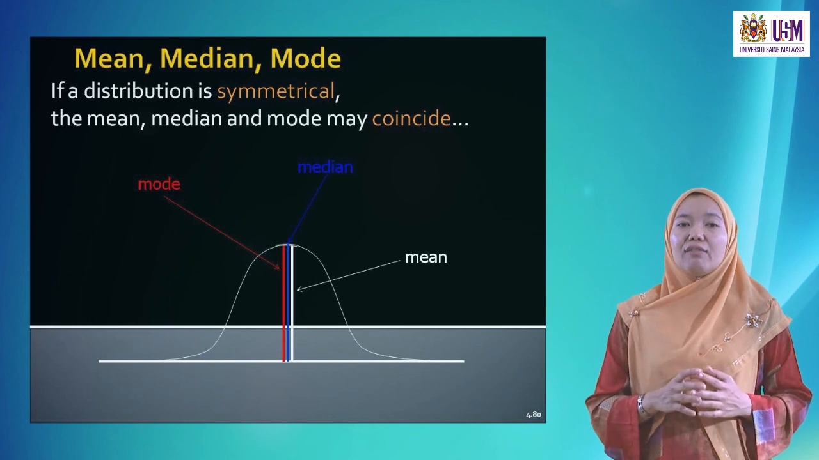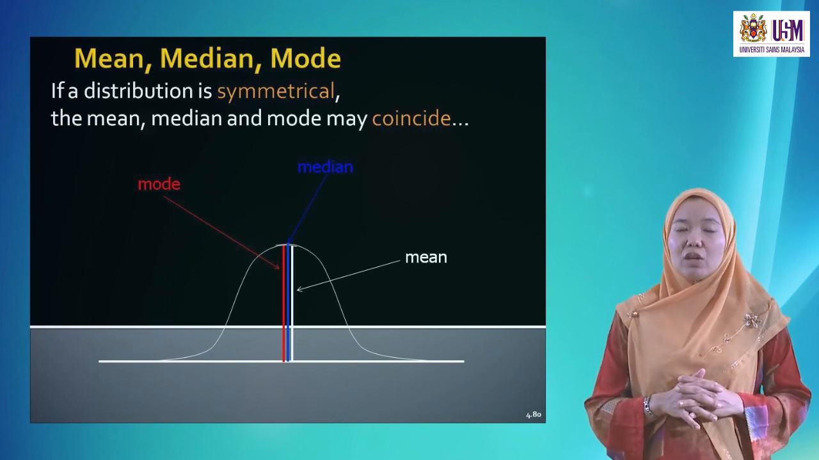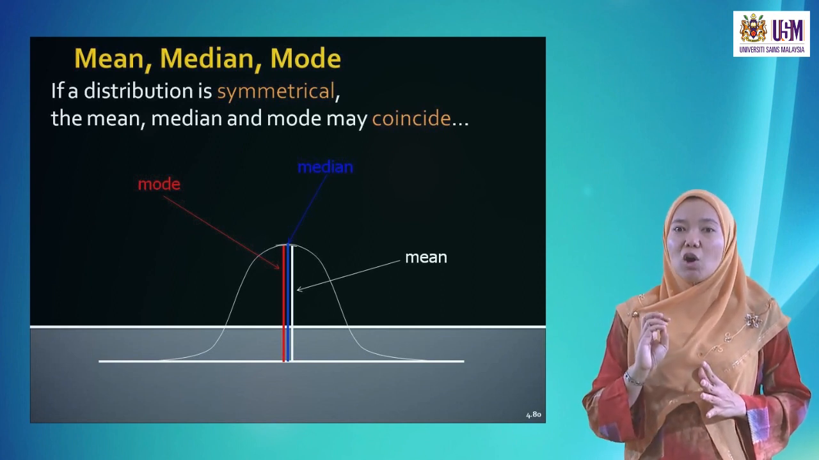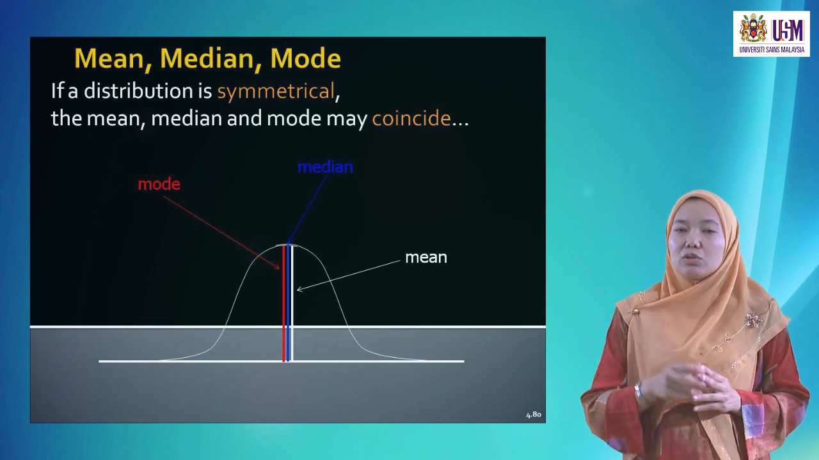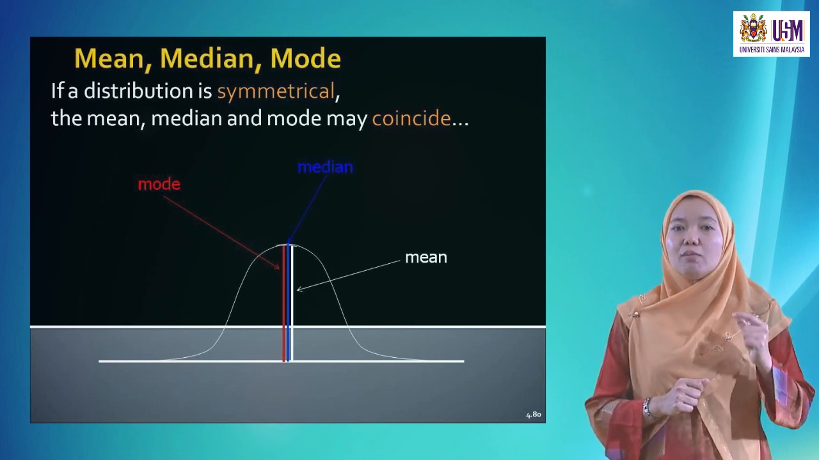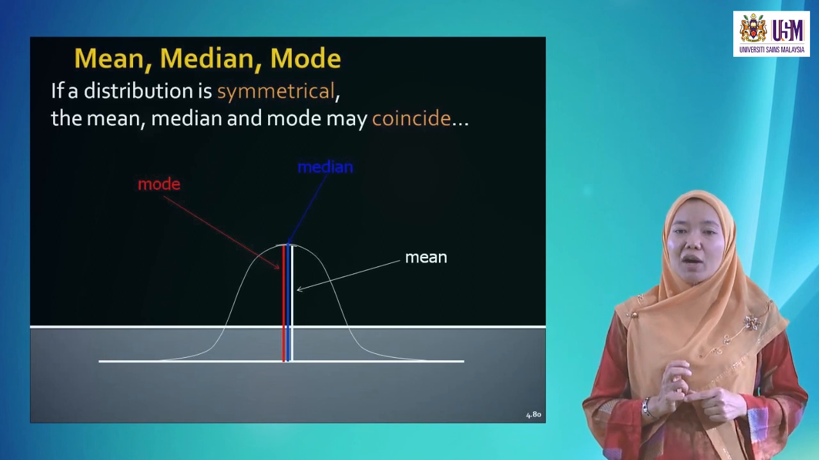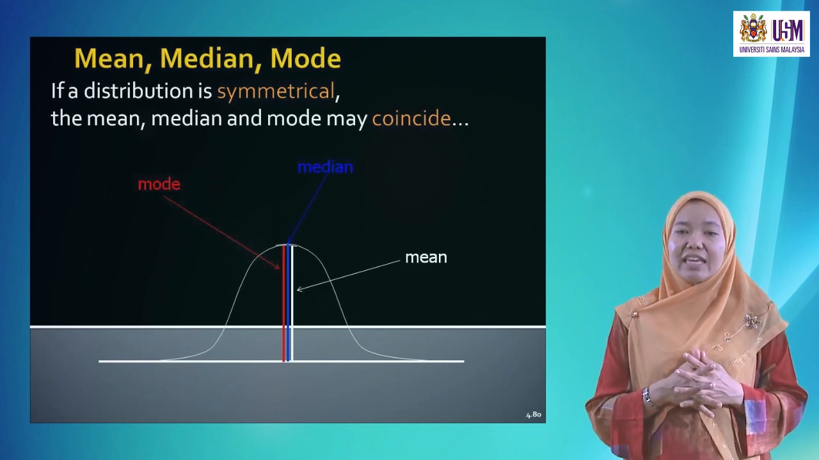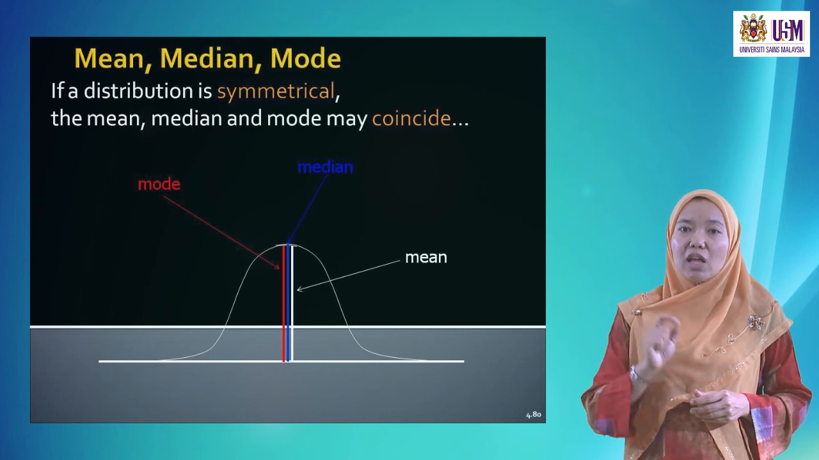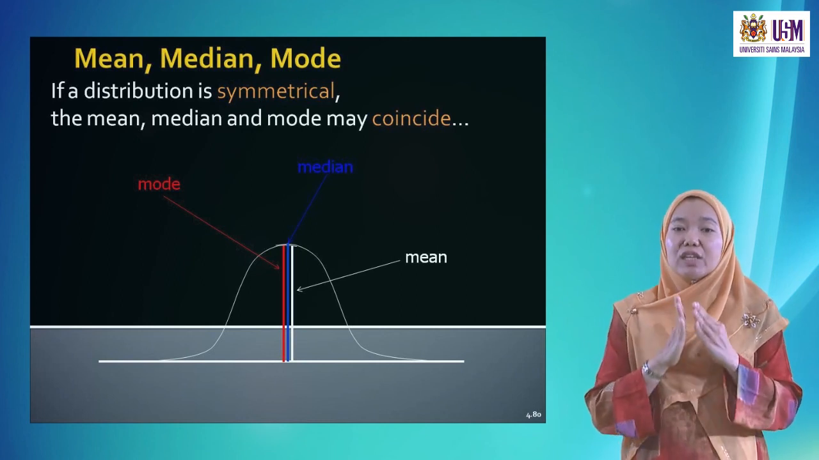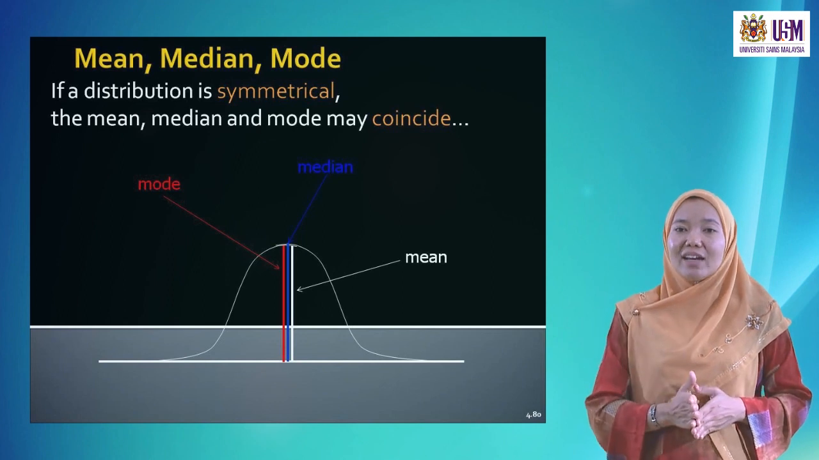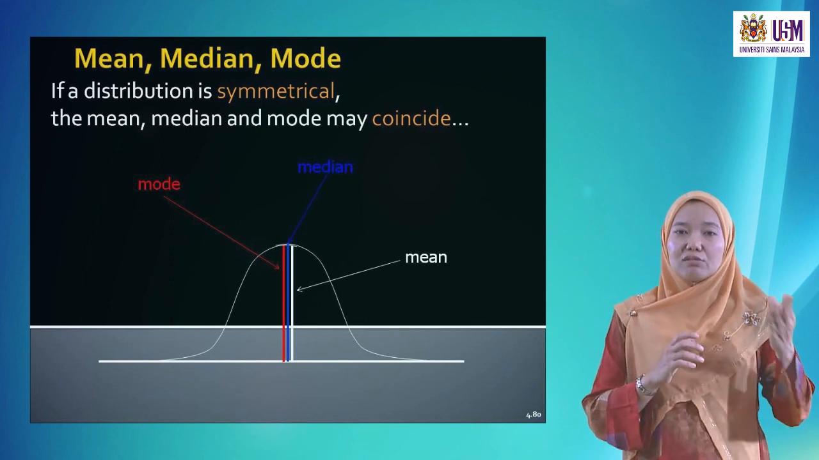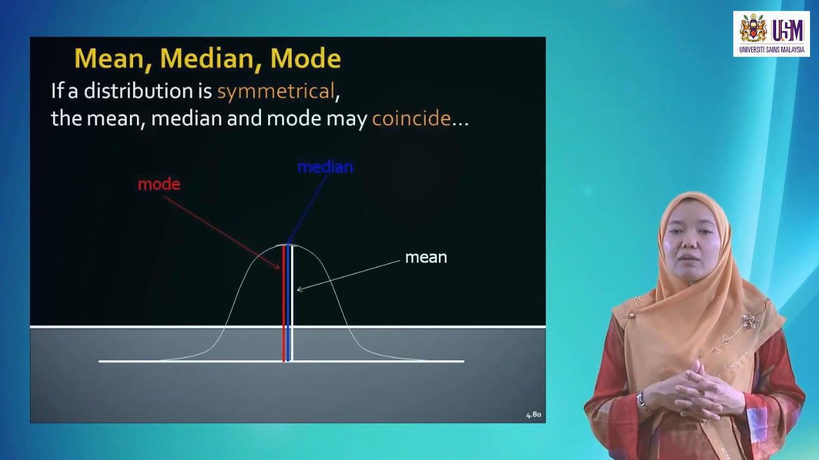If you have a symmetrical distribution, it is represented by the values of the mean, median, and mode coinciding with each other. You saw on screen there the mode in red, median in blue, and mean in white. I just made it in three different colors, and they lie next to each other. But actually, the mean, median, and mode for symmetrical distributions are of the same value, so I can just put one line. That is the mean, that is also the median, and that is also the mode. The right-hand side and the left-hand side of the histogram are the same.